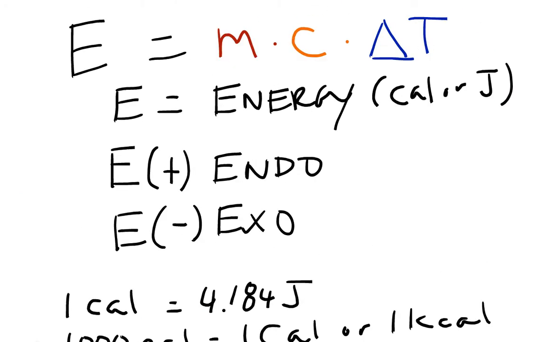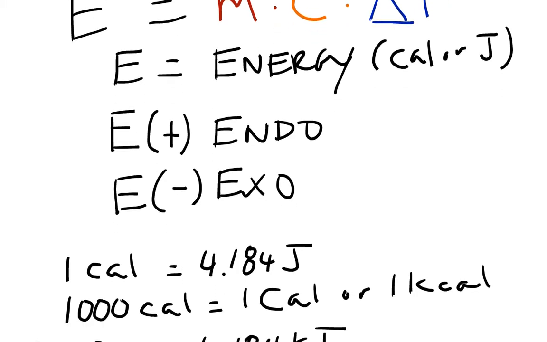We can calculate energy by using M times C times delta T. For energy, we use units called calories or joules. If we get a positive E, that means it's endothermic. If we get a negative E, that means it's exothermic.